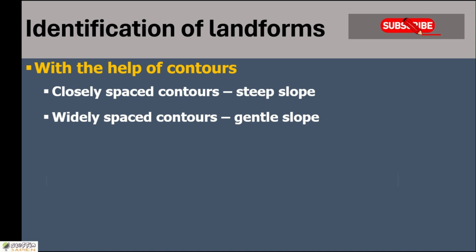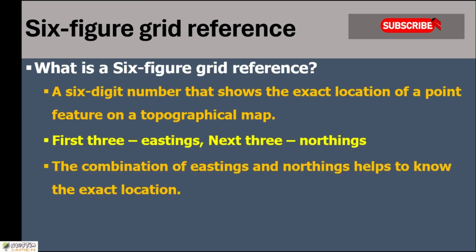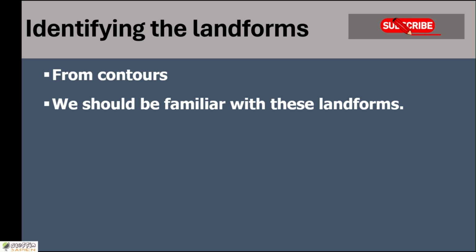And as per the syllabus, there are 6 different types of landforms that need to be identified with the help of their contours. These are steep slope, gentle slope, hill, valley, ridge or water divide, and escarpment. To identify the landforms, we should be familiar with the landform first. So let us go through a set of photos which gives us an idea about all these different landforms.